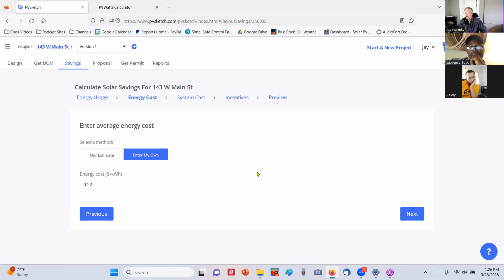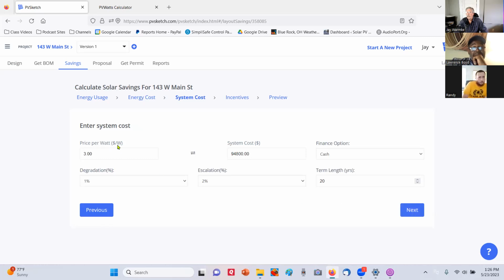All right. So anyway, in this case, I took their electric bills and I found that they were paying around 22 cents per kilowatt hour, which is pretty high. So I plugged that in there.